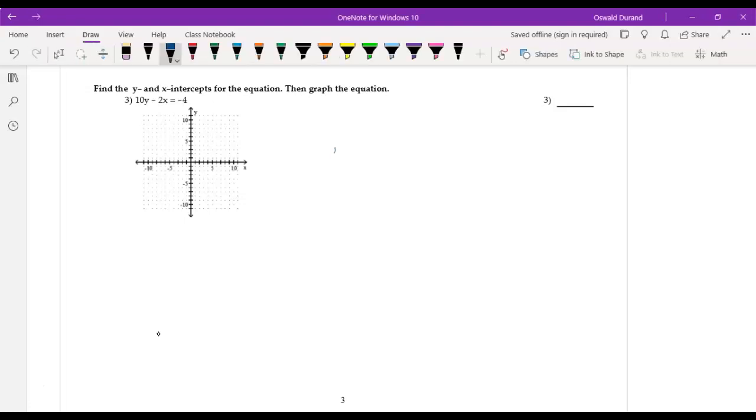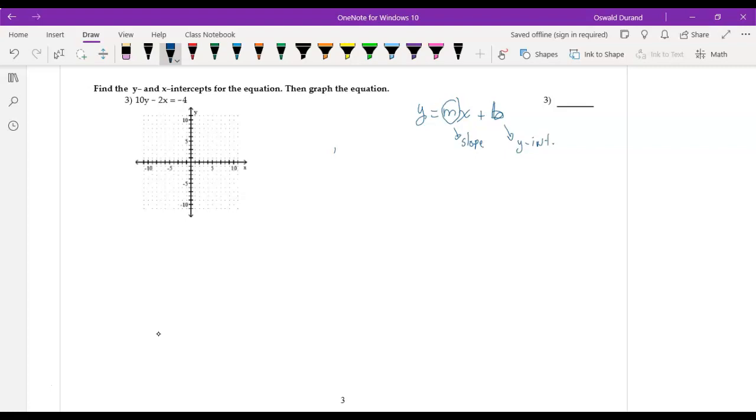There are several forms of a linear equation. You have the slope-intercept form, which is y equals mx plus b. You will graph this using the slope and the y-intercept. When you have this format, you usually use the slope, which is represented by m, and the y-intercept, which is represented by b. You will use those two pieces of information to graph a linear equation.